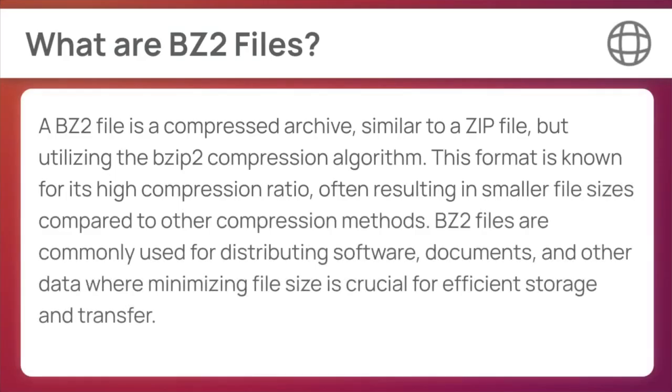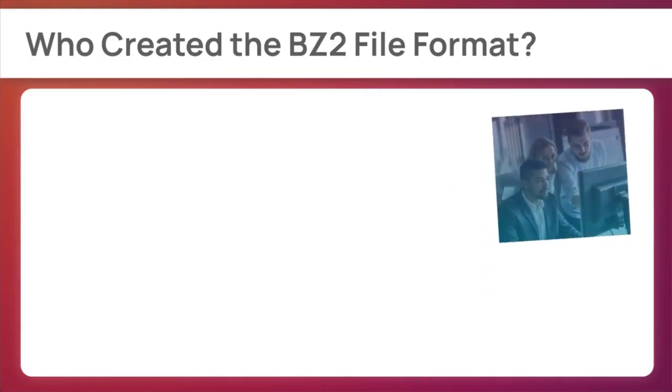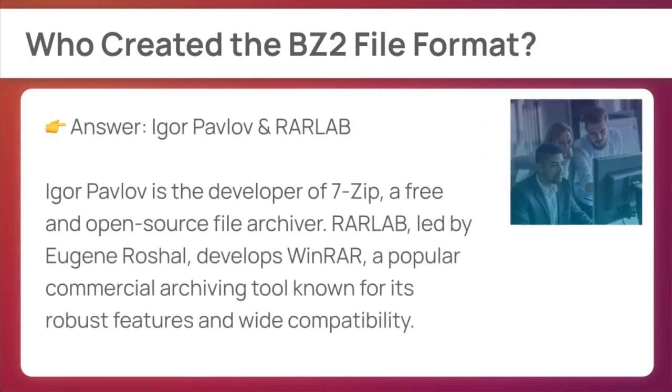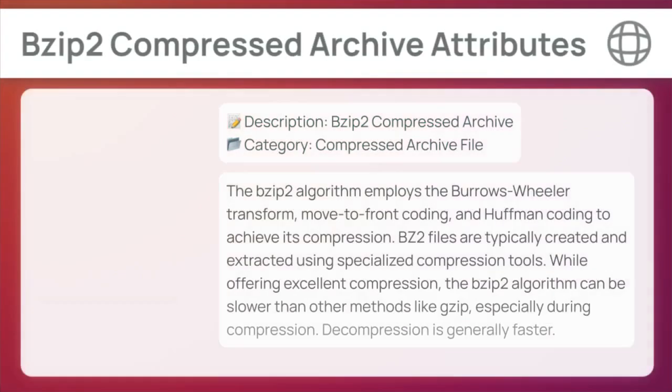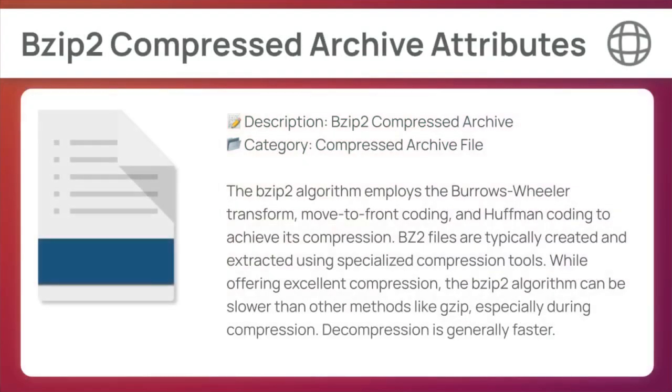compression algorithm. This format is known for its high compression ratio, often resulting in smaller file sizes compared to other compression methods. BZ2 files are commonly used for distributing software, documents, and other data where minimizing file size is crucial for efficient storage and transfer. The Bzip2 algorithm employs the Burrows-Wheeler transform, move to front coding, and Huffman coding to achieve its compression.